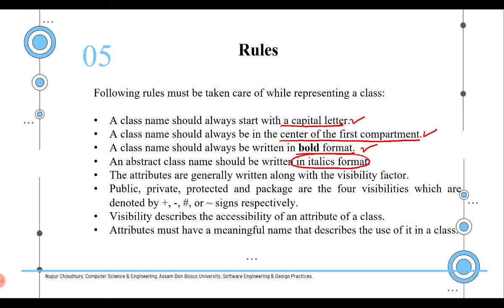So attributes are generally written along with a visibility factor. That means who can basically have a look at those attributes of the class. So basically we have 3 or 4 different types of visibility factors: public, private, protected, and package. So what is the accessibility of that attribute is represented by these 4 symbols: plus for public, minus for private, hash for protected, and tilde sign for package.